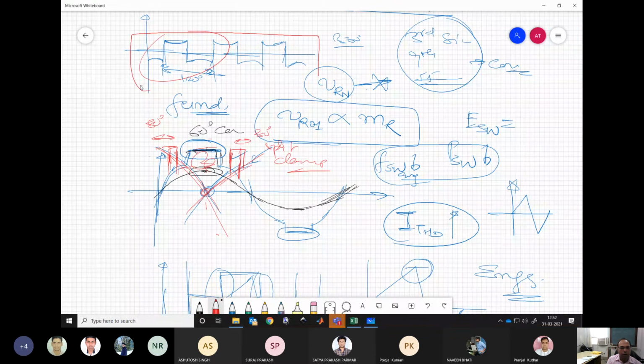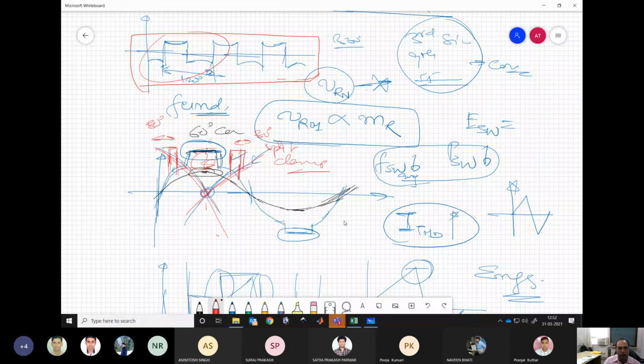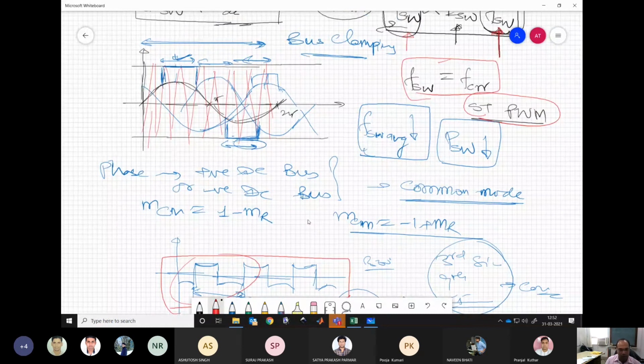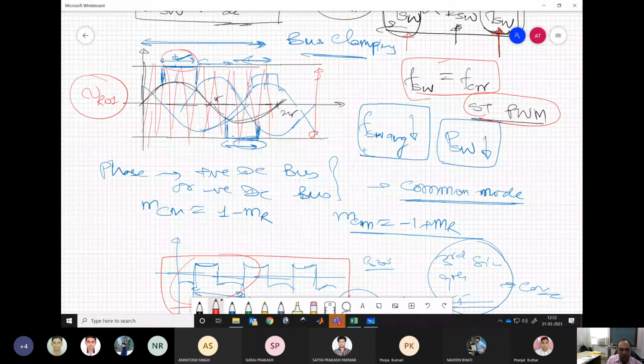All this we are doing with some common mode addition. Our MR, the modulating signal, has not crossed the boundary. It has not gone into over modulation, so linearity is still maintained. We can tell exactly what our VRO1 is. But still we are able to reduce some switching frequency, or on an average some switching frequency is reduced and some power loss is reduced. Is this clear? So the difference between over modulation and clamping is clear?